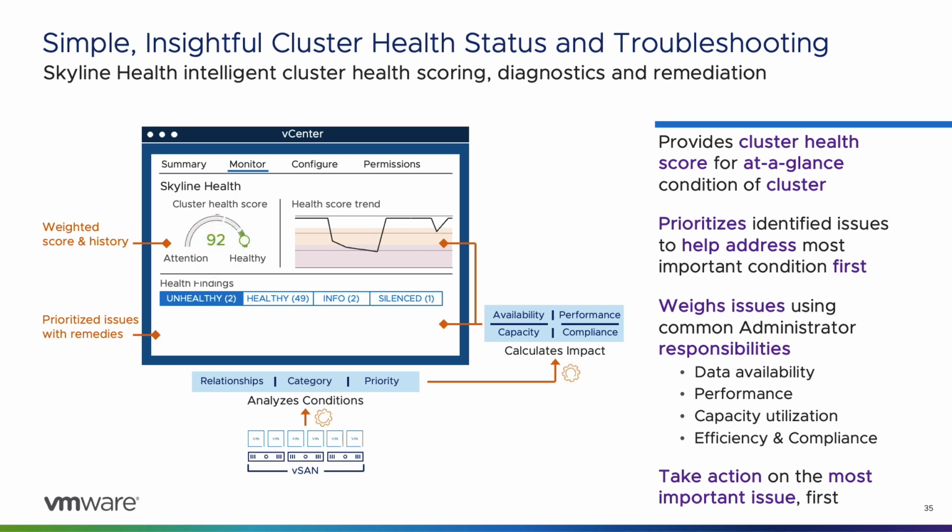For each vSAN cluster, the Skyline Health for vSAN will provide a quick, at-a-glance score of the condition of the cluster, so an administrator can easily determine if all is good, or if not, how impactful any identified issues are. The new mechanism uses a sophisticated method of weighing triggered health checks and aligns them with common pillars of responsibility. It will then provide the most important, impactful triggered health findings in an order of priority so that an administrator can resolve issues quickly and easily.